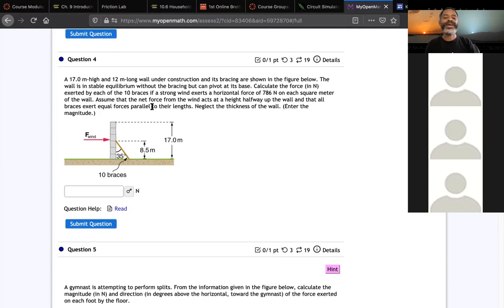So assume that the net force from the wind acts at a height halfway up the wall, and all the braces exert equal forces parallel to their lengths. Neglect the thickness of the wall and just find the magnitude of the force. Okay.